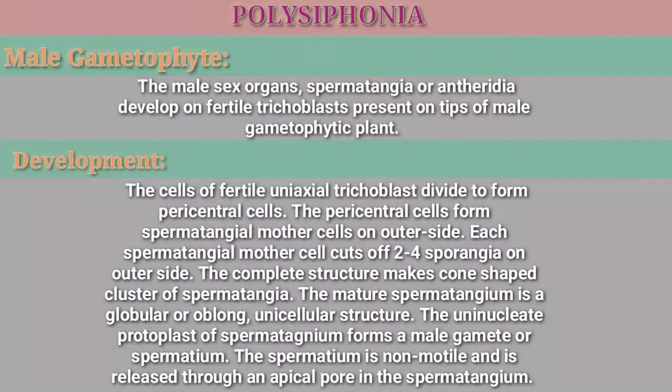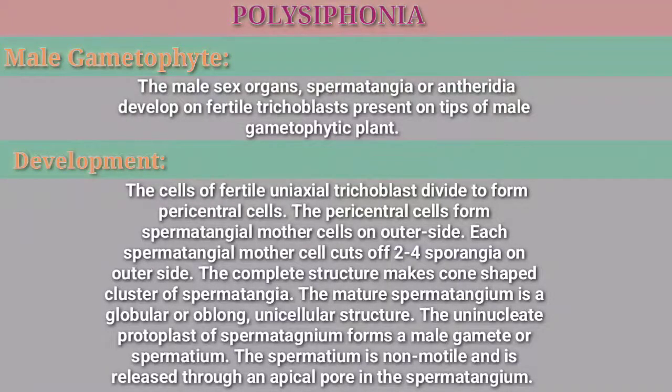Male gametophyte. The male sex organs, spermatangia or antheridia, develop on fertile trichoblasts present on the tips of the male gametophytic plant. Development. The cells of the fertile uniaxial trichoblast divide to form pericentral cells. The pericentral cells form spermatangial mother cells on the outer side. Each spermatangial mother cell cuts off 2 to 4 spermatangia on the outer side.